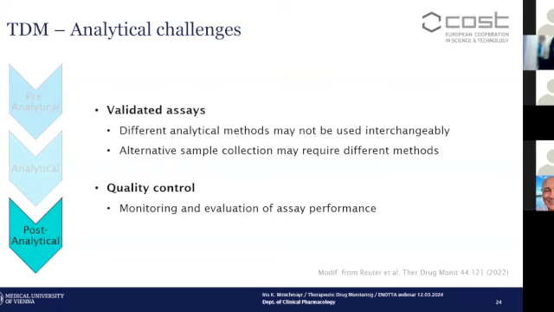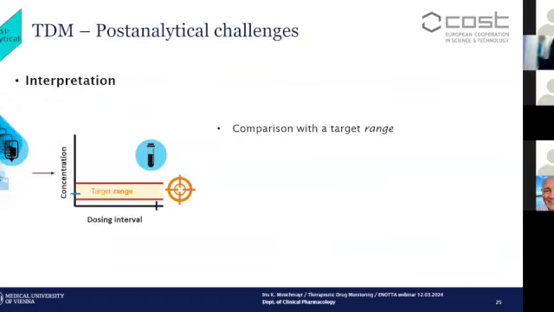So after determining the concentration follows the interpretation. In traditional TDM, trough concentrations are typically compared to a therapeutic exposure range. This approach is rather passive and not proactive. And there are limitations. For example, doses may still be considered adequate even if the TDM sample is close to the boundary of the therapeutic range.